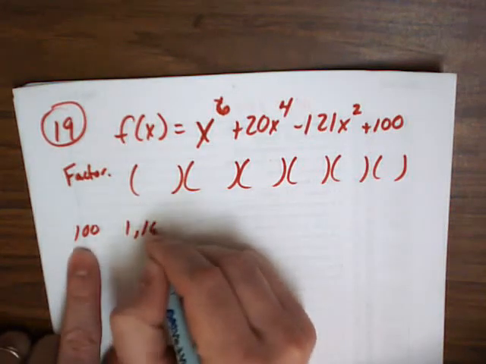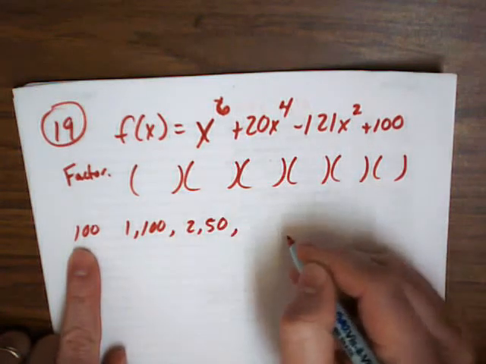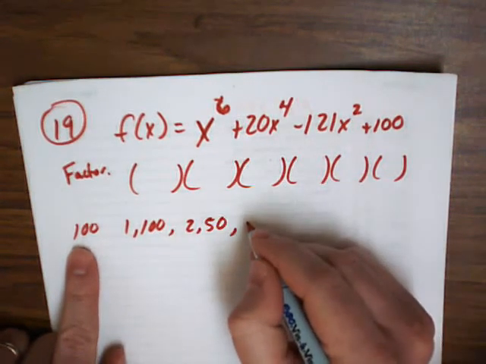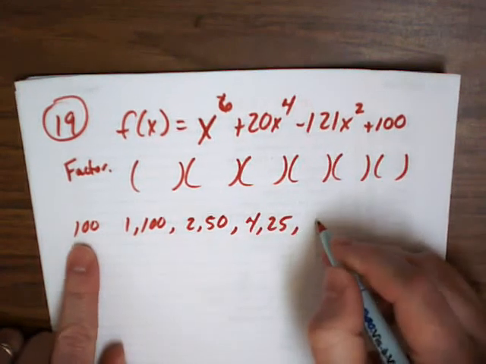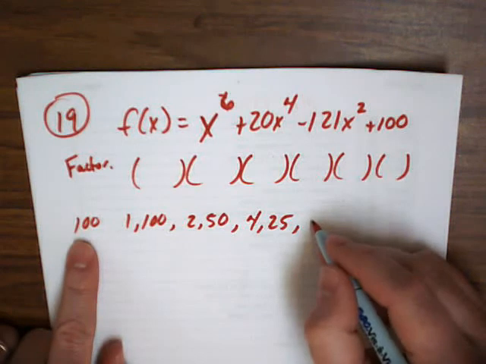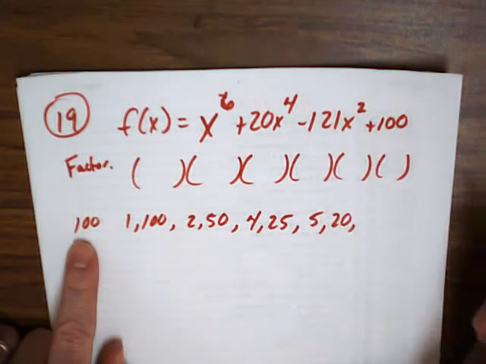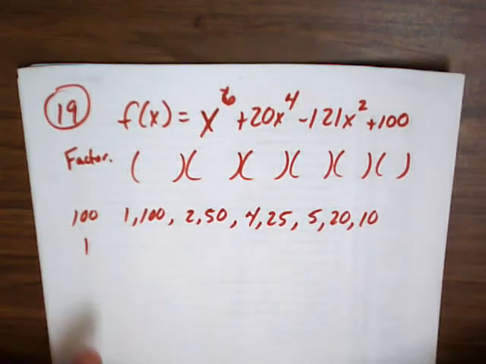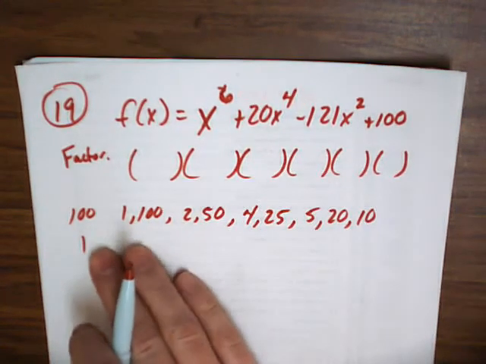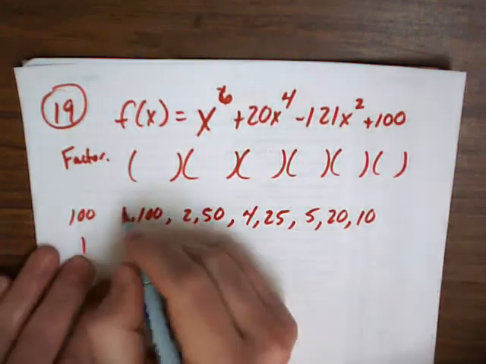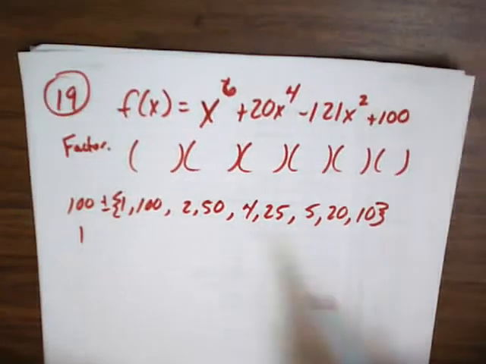I'll start off. 1 and 100. 2 and 50. 4 and 25. 5 and 20. One more. 10 and 10, I just write 10 once. And then all those go over 1, so I'm not going to rewrite that again. It's just this big set, plus or minus. So that's all the possibilities.